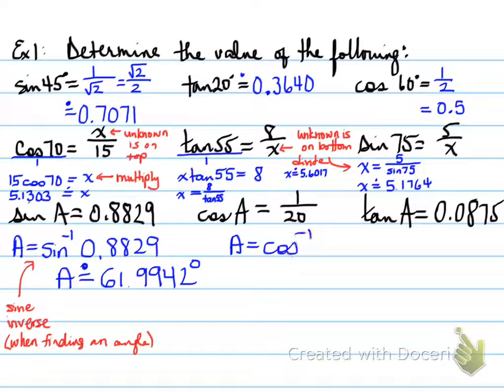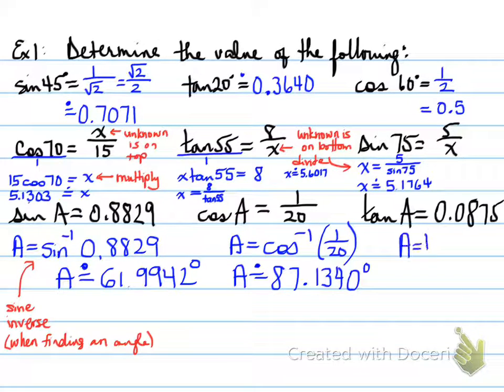The next one, A is equal to cos inverse of 1/20. So we do not find the decimal version of this value. We actually use the exact value that you're given. So cos inverse of 1/20 is actually equal to 87.1340 degrees.